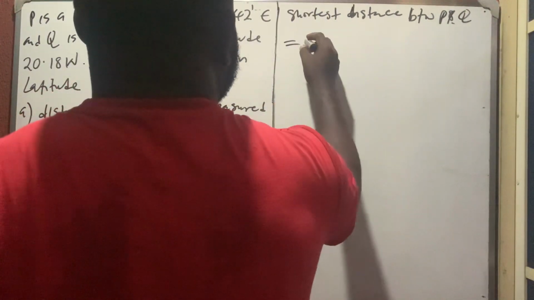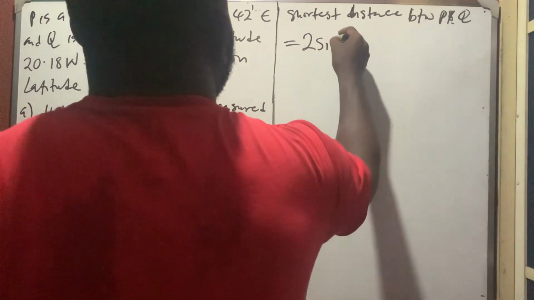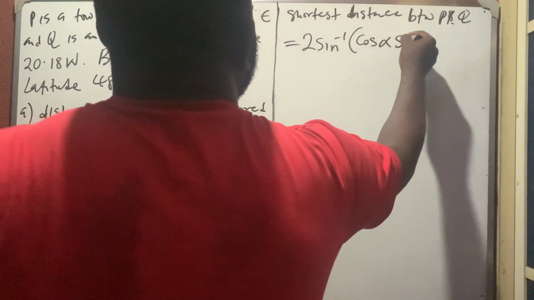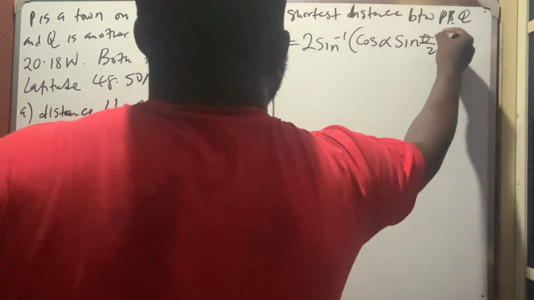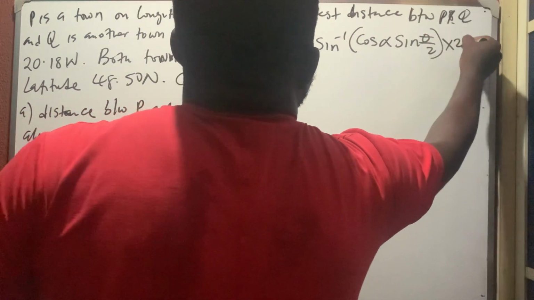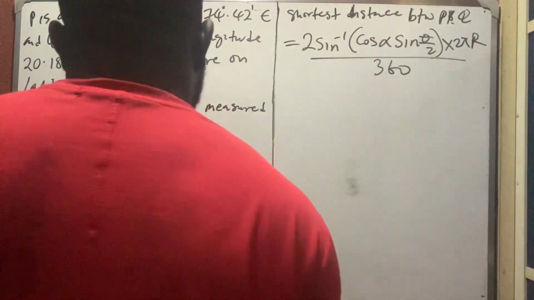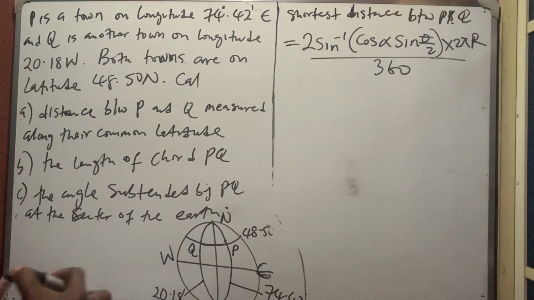But just know that it is what? 2 sine inverse of, then cos alpha, then sine theta over 2, then times 2 pi big R, everybody divided by 360. All right. So this one, I just wanted to check if it will work like that. But length of a chord has 2 at the back. All right, another 2 at the back for length of the chord, 2r sine at the back.